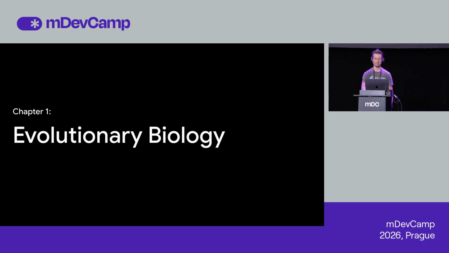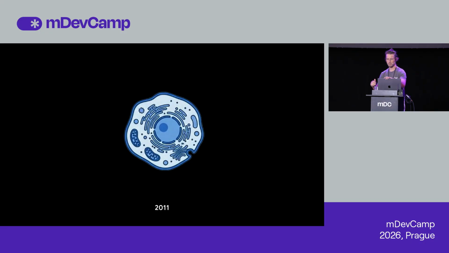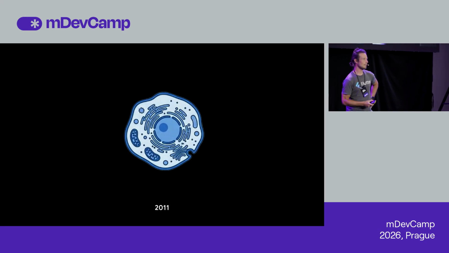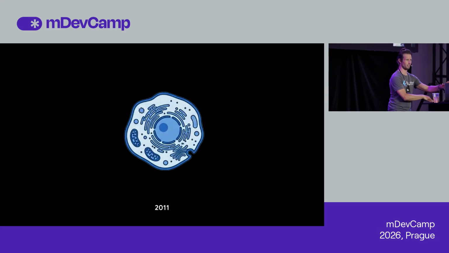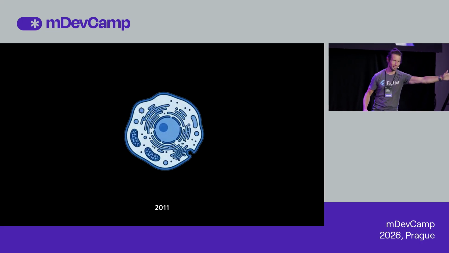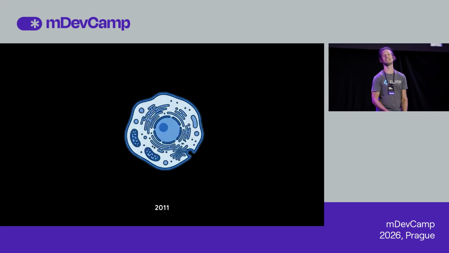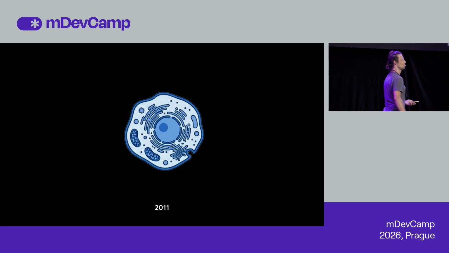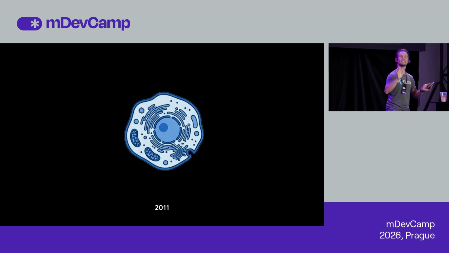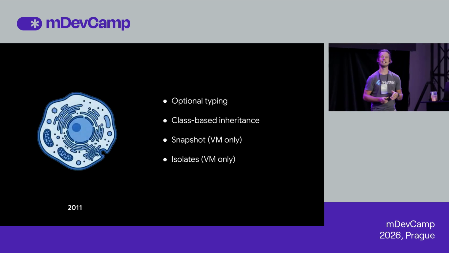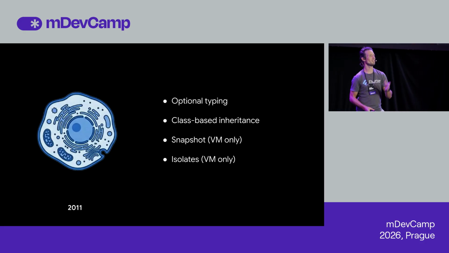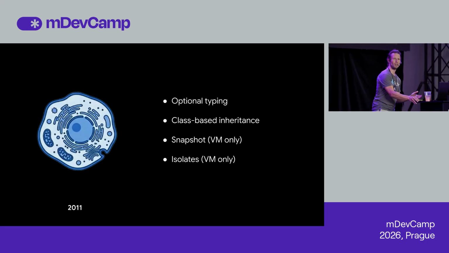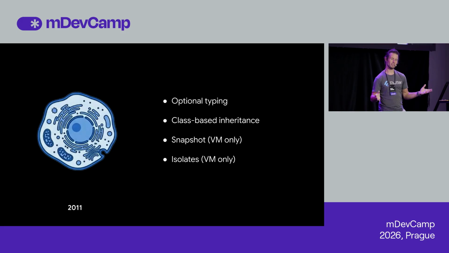All right, let's get started. Let's go back billions of years, all the way to 2011, when the first life was born. And the first life, of course, I'm talking about Dart. In 2011, Dart was released, and it was this beautiful single cell. And in its DNA, it had optional typing, it had class-based inheritance, and it had something called loading from snapshot.